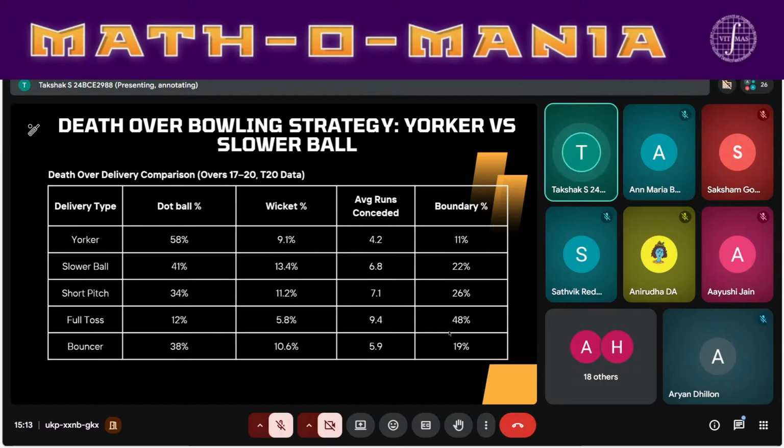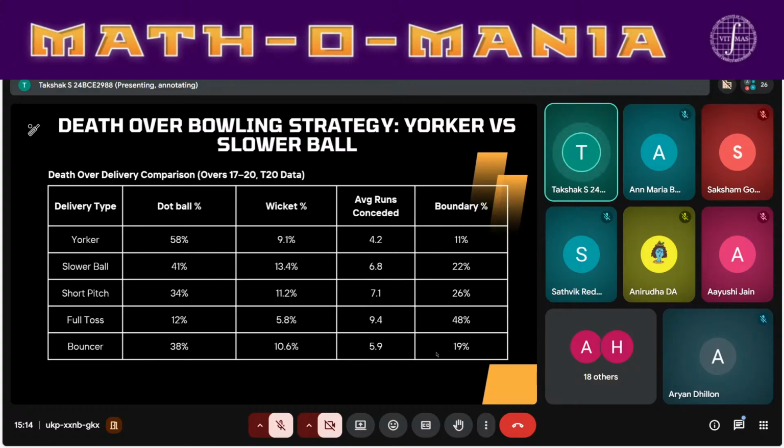The Yorker generates a dot ball 58% of the time. It is the highest of any delivery type. It takes a wicket 9.1% of the time, and it concedes an average of 4.2 runs per delivery, and it results in a boundary only 11% of the time. The best executed Yorker in cricket is perhaps the single most valuable individual delivery in T20 cricket for a bowling team, because it combines high dot ball probability, low boundary risk, and reasonable wicket probability simultaneously.